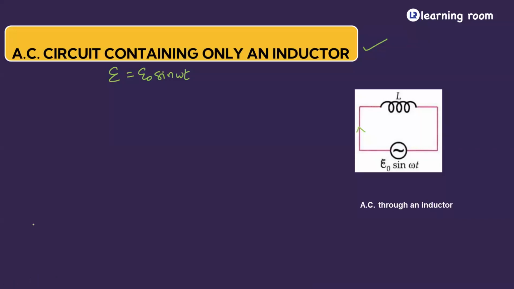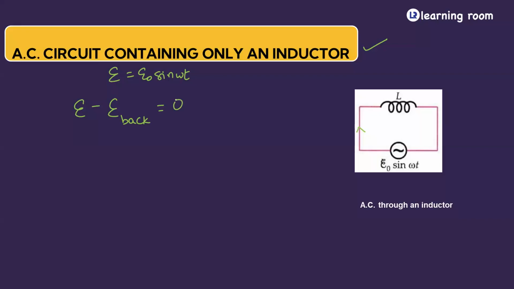So listen, we know that according to Kirchhoff's law, the sum of the EMFs across all the devices is supposed to be equal to 0. Okay. Now, if you observe, what will happen in this case is E minus the back EMF will be equal to 0.